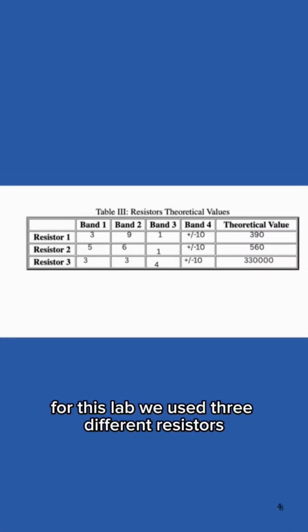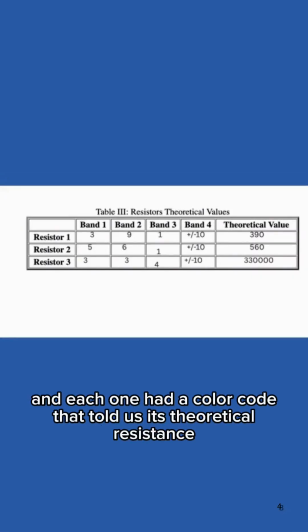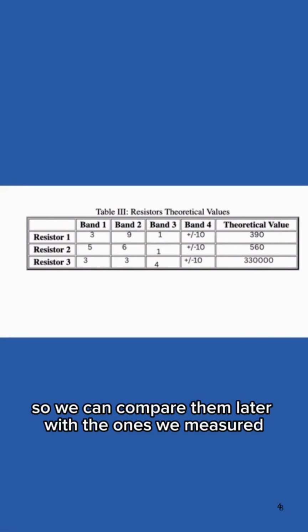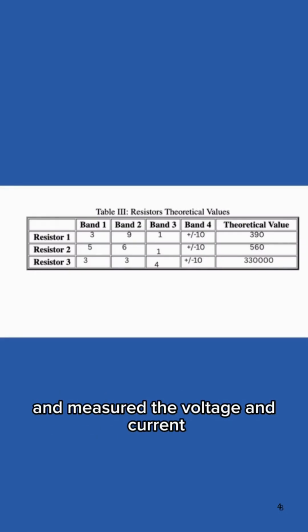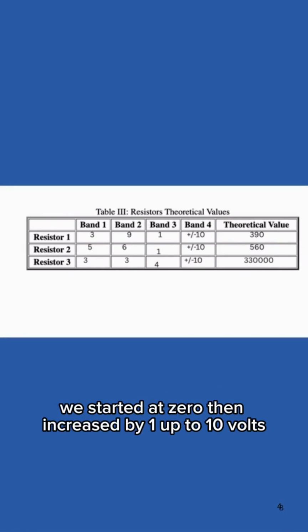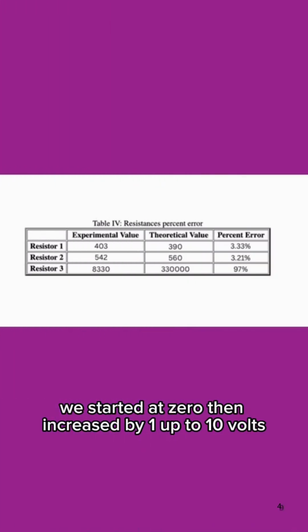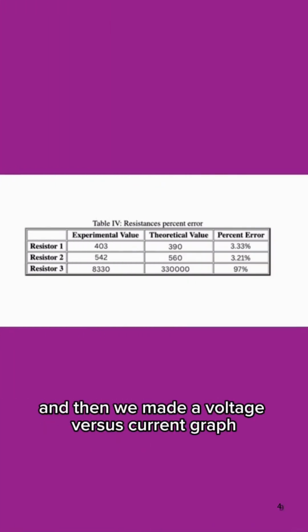For this lab, we used 3 different resistors, and each one had a color code that told us its theoretical resistance. We wrote down those values first so we can compare them later with the ones we measured during the experiment. We connected each resistor one at a time and measured the voltage and current. We started at 0, then increased by 1 up to 10 volts. And then we made a voltage versus current graph.